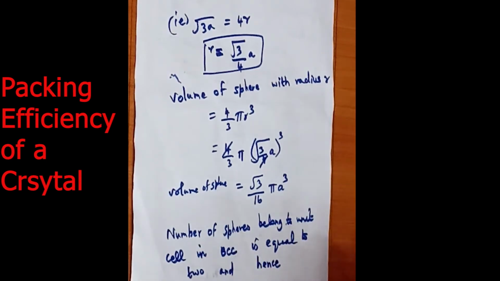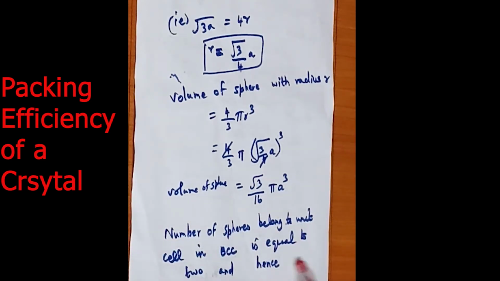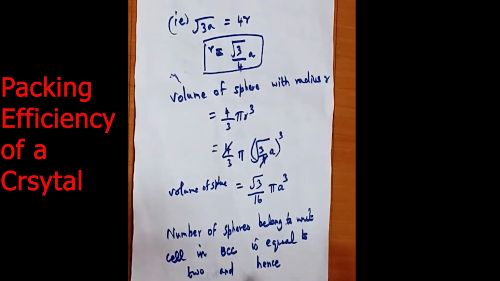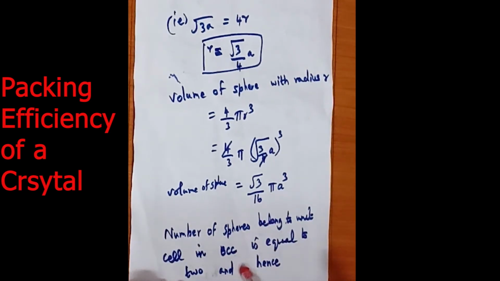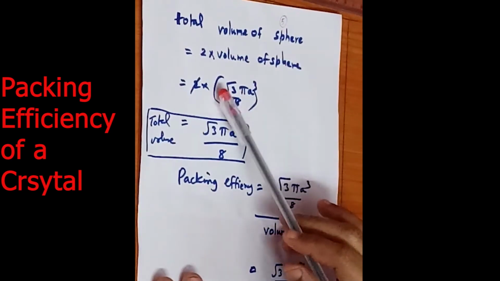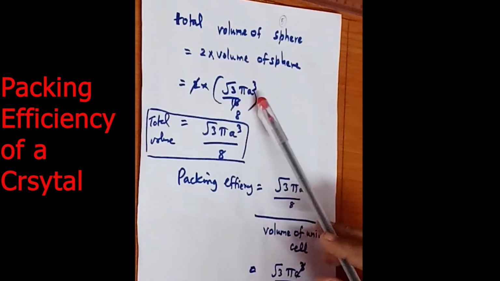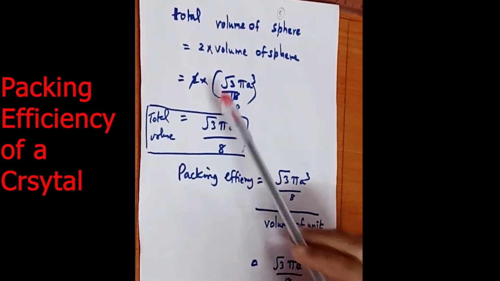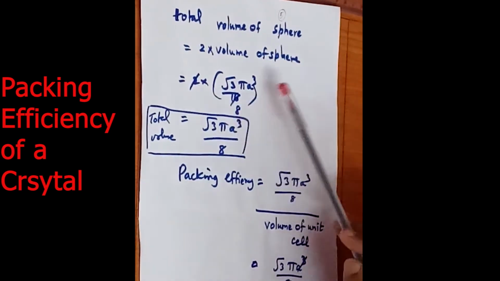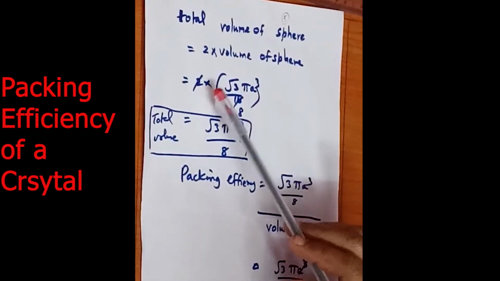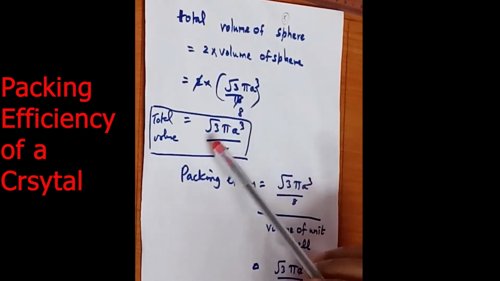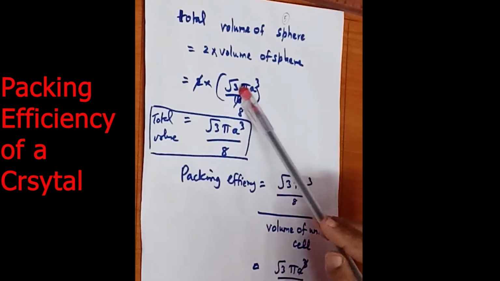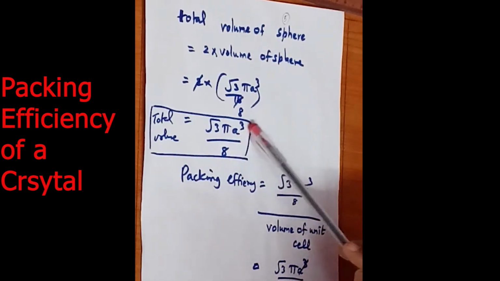What did we see? In simple cube, the number of spheres that belong to the unit cell is 1, whereas in body centered cube the number of spheres is equal to 2. So you have to multiply this value by 2. So total volume of sphere is equal to 2 into volume of sphere, 2 into root of 3 by 16 pi A cube. So 2 and 16 will get cancelled, so here 8. So the total volume will be root of 3 pi a cube by 8.